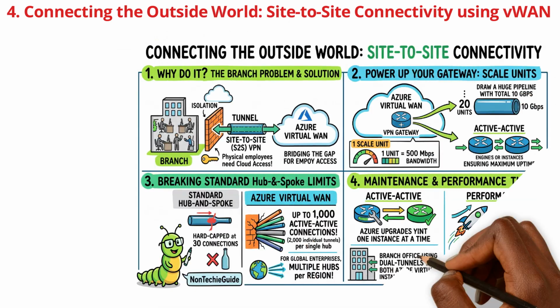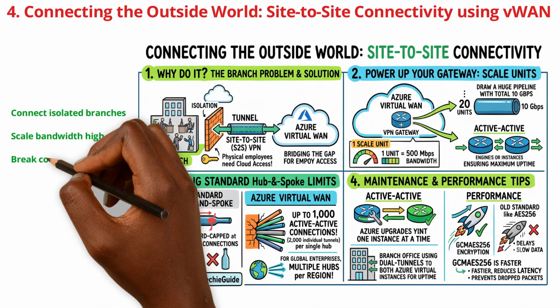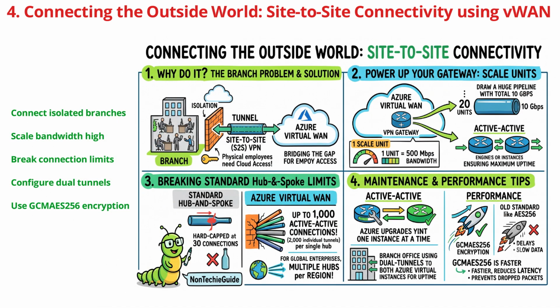You need a secure site-to-site VPN to bridge employees directly into Azure Virtual WAN. You define your gateway's power with scale units. While just one unit provides 500 megabits per second, you can scale all the way to 10 gigabits per second using active-active gateway instances for maximum uptime.